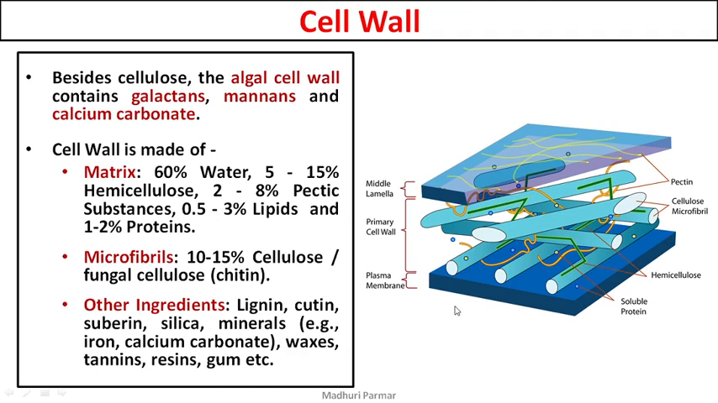What is a cell wall made up of? It is made up of matrix, which is mostly water, hemicellulose, pectin, lipids, and proteins. It is made up of microfibrils, which are either of cellulose kind or fungal cellulose kind. In case of fungus, they are fungal cellulose. In case of plant, they are cellulose. And there are some other ingredients also present depending on the type of plant, like lignin, cutin, suberin, silica, etc. We will see the important ones at least in this lecture.